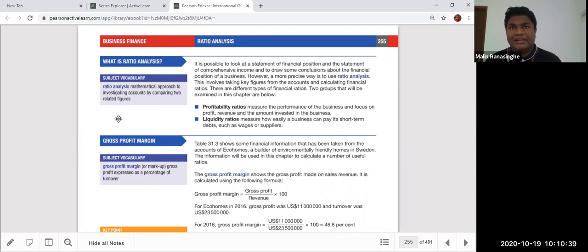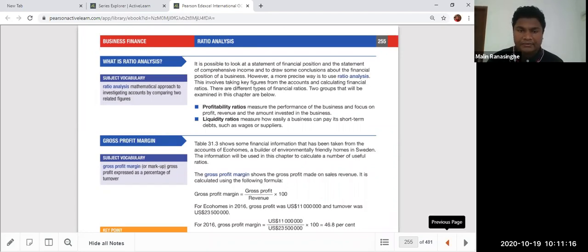This week also it's a kind of mathematical approach, so you need to use your calculators. After this lesson, you will be able to find out the performance of an organization as well as the liquidity of an organization. You must be able to comment on the current situation of any business organization, that is, profitability and liquidity. Ratio analysis is a mathematical approach to investigating accounts by comparing two related figures. Right?